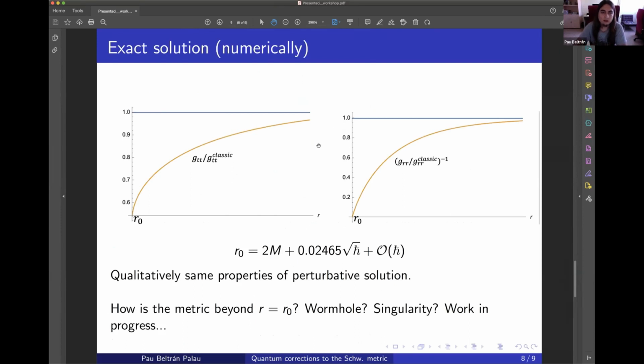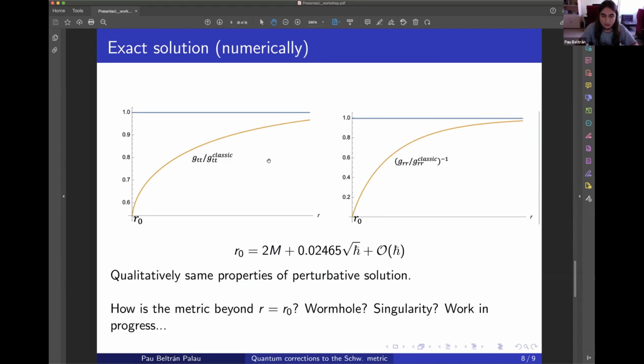And this is what I'm showing here. The main conclusions can be seen from these two graphs. Here I have represented the ratio between the redshift we have found and the classical redshift, and one can see that in the limit of r tending to the singular point, it doesn't vanish, but instead the radial component of the metric goes to infinity. That's why it's the singular point. Okay, but the redshift doesn't vanish.